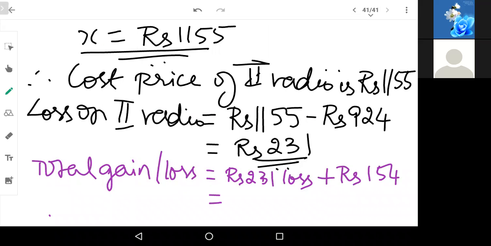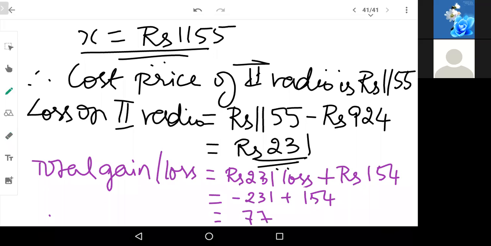So in the calculator, calculate minus 231 plus 154. What will be the difference? Don't take it as a minus value. Whatever result you get should be taken as plus only. What is the number you get? You get 77. Correct? If you get minus 77 also, ignore the minus. We are just finding out how much money he is going to make at the end.